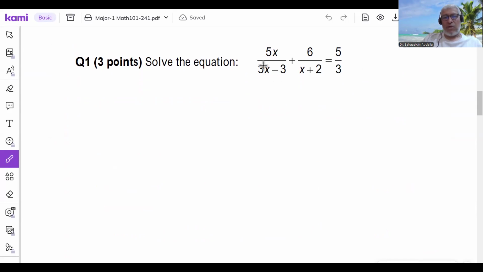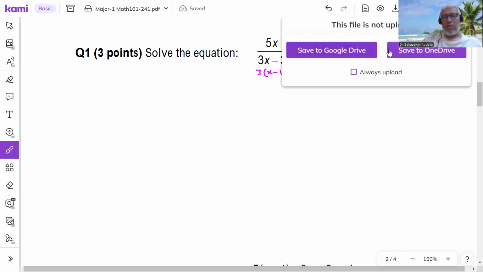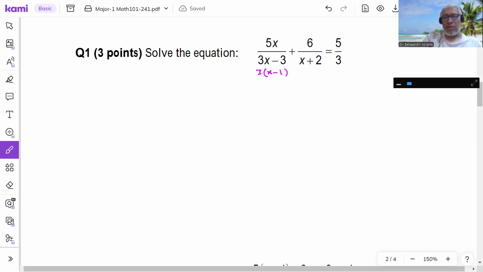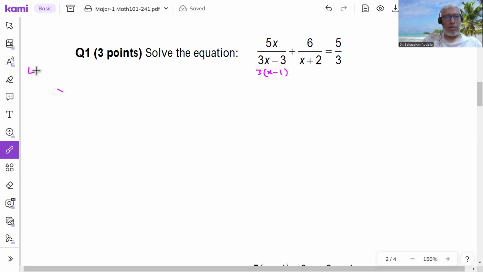Well, if you notice here, I have 3x minus 3. So if you take 3 as a common factor, it will be 3 times x minus 1. So the denominators are 3, 3 times x minus 1, and x plus 2. So the LCD here would be 3 times x minus 1 times x plus 2.